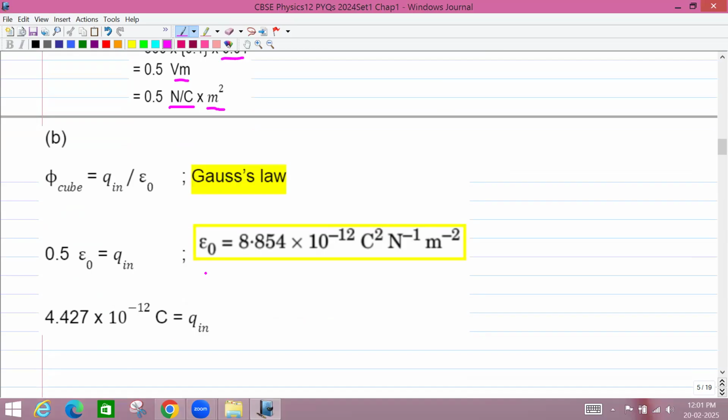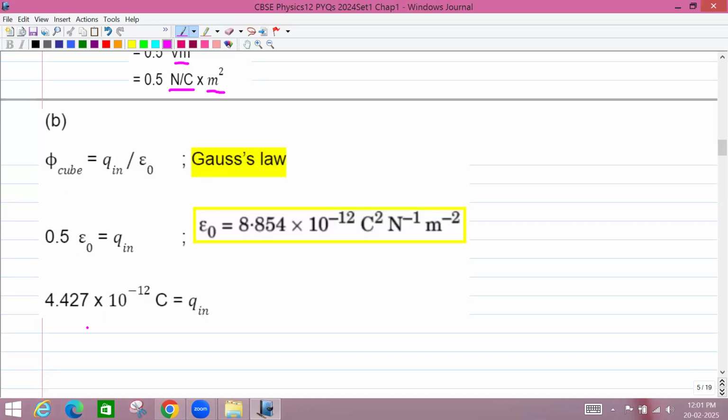Epsilon naught value is given in the question paper in the beginning. So we can use that value. This again in SI units. So using that we get the charge inside as 4.427 into 10 to the minus 12 coulombs.